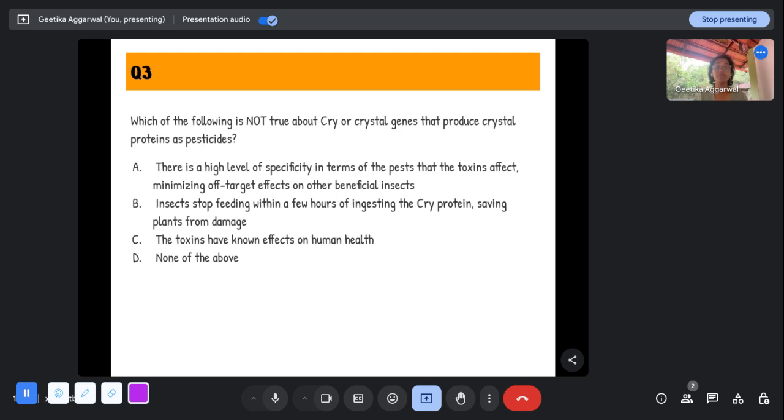Next question. Which of the following is not true about cry or crystal genes that produce crystal proteins as pesticides? Number one, there is a high level of specificity in terms of the pests that the toxins affect, minimizing off-target effects on other beneficial insects. Number two, insects stop feeding within a few hours of ingesting the cry protein, saving the plants from damage. Number three, the toxins have known effects on human health. Or none of the above. So, which of the following is not a true statement? Think about it for some time and then I will let you know the answer.